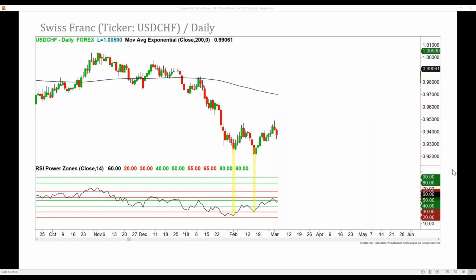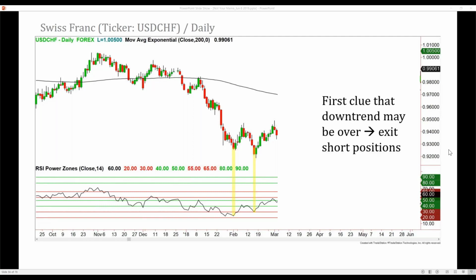Here's what followed. And what followed was an extended recovery that broke above the most recent lower high. That's the first clue that the downtrend may be over, and an active signal now to exit your short positions. So if you had any short positions along the way, let's say you had one from here, or even if you got short here, okay?